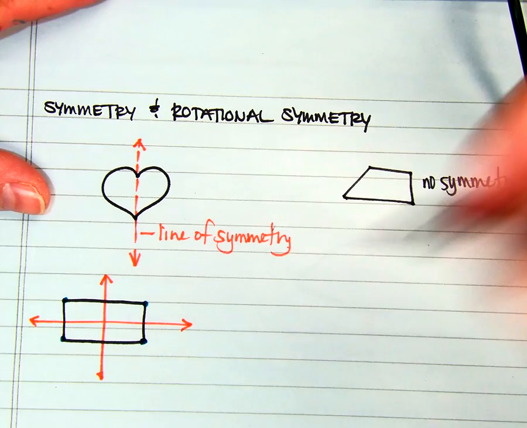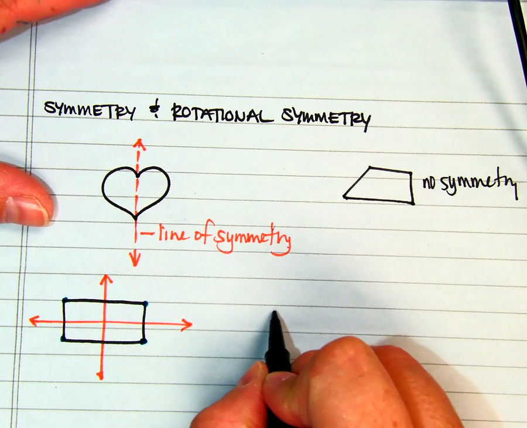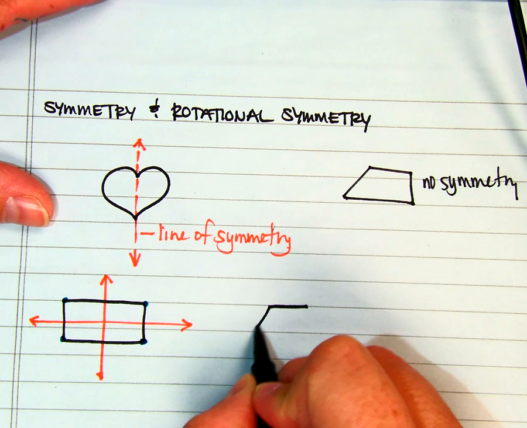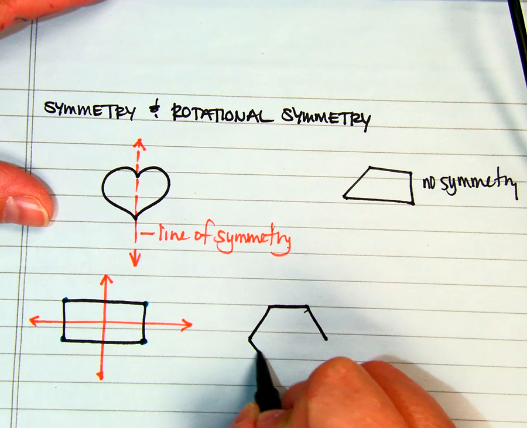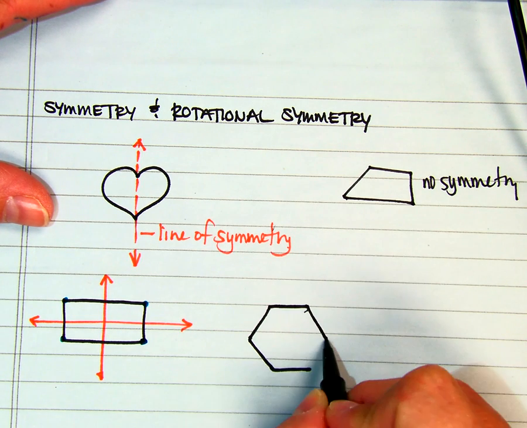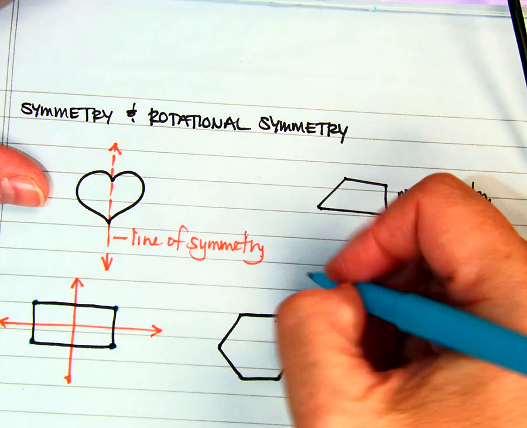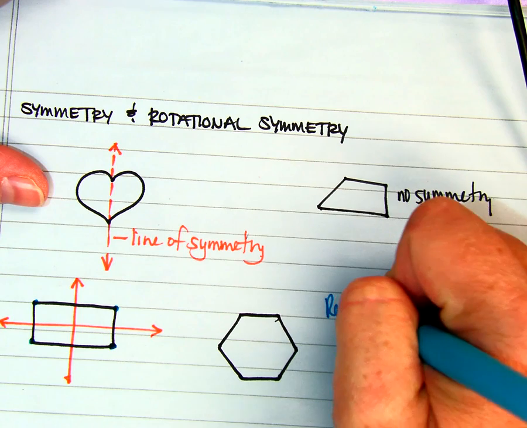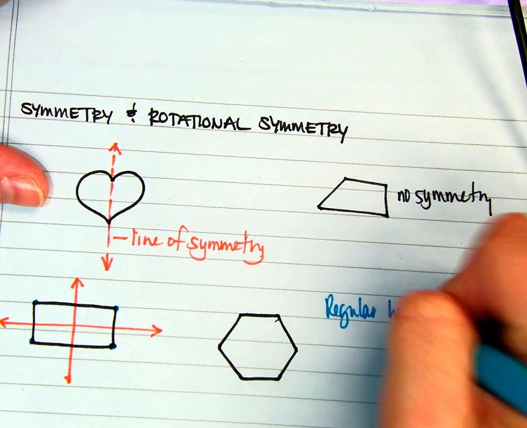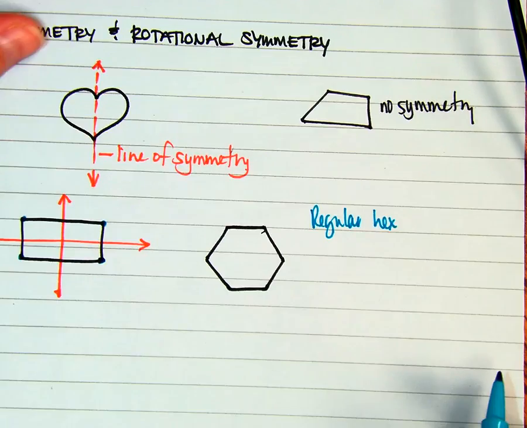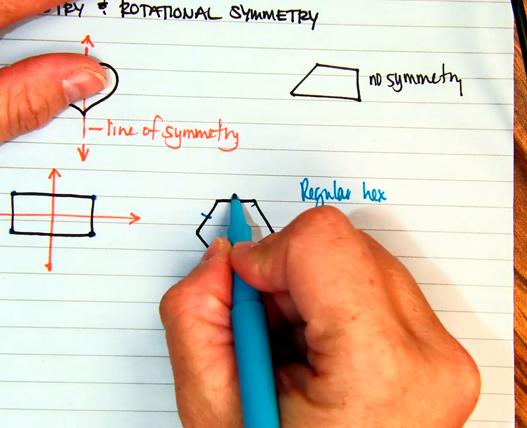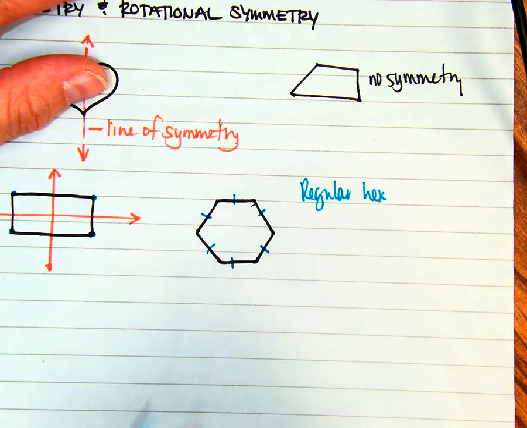If we have a figure such as a regular hexagon, I'll do my best here to draw one. So a regular hexagon. Regular hexagon means that all sides are congruent and all the angles are congruent. So that means that all these are congruent.